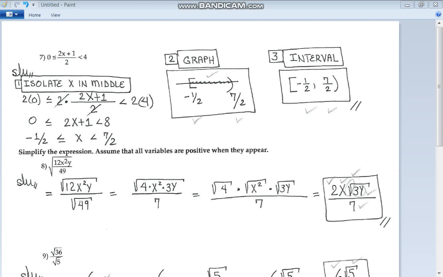It has 3 different regions. The goal here for step 1 is to isolate the x in the middle of the inequality signs. So to get rid of the fractions first, we're going to multiply all 3 regions by 2.